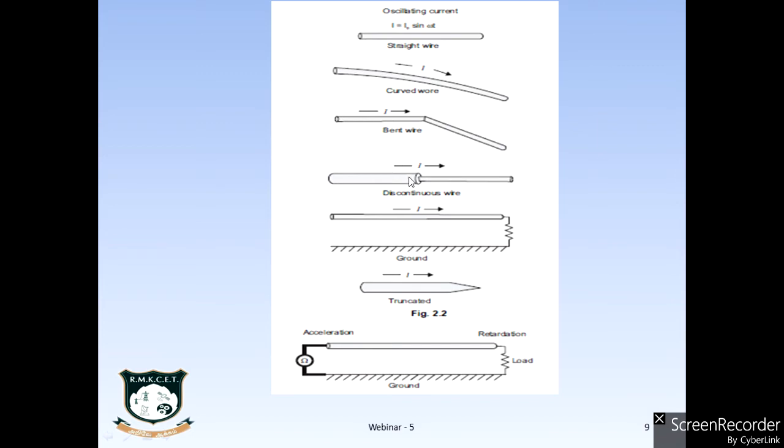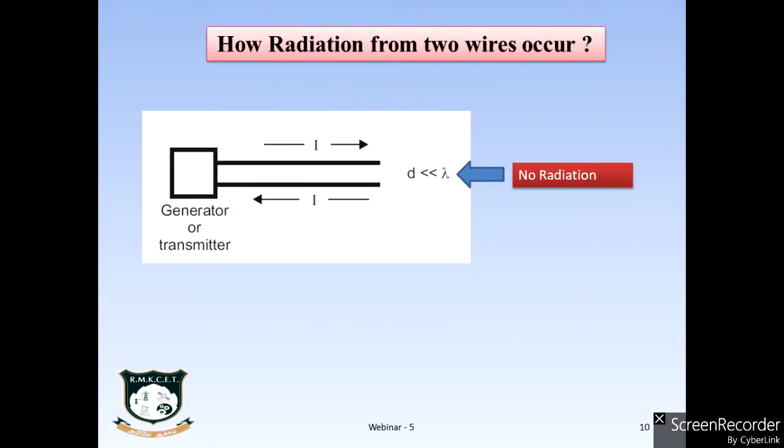And then this discontinuous wire, in the sense that there are two different diameters of the wire being connected, even that radiates. And the truncated wire, in the sense that in this particular figure you can see that the wire has been truncated at the end, it has been cut at the end, and another wire where the wire is grounded. Now wherever we have some change in the current flow in a conducting material, in those places the radiation will occur. Now whether the radiation will occur in two wires.